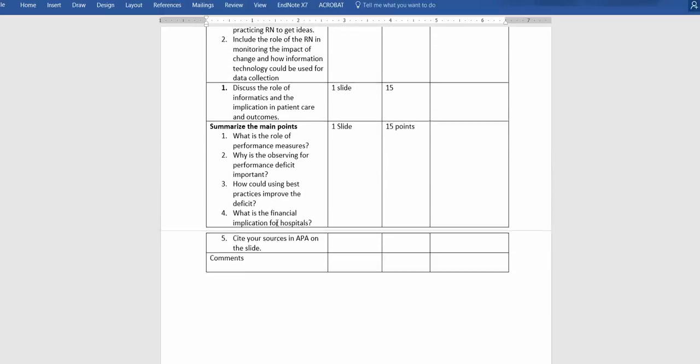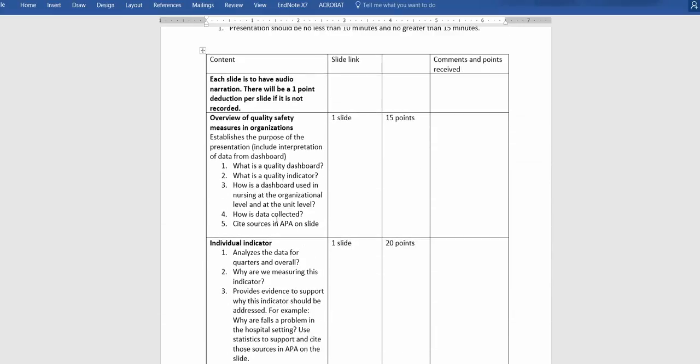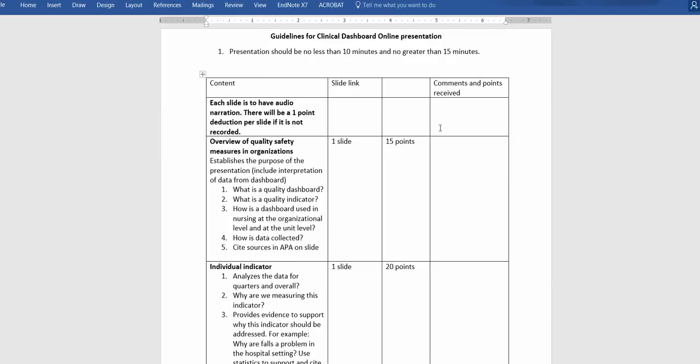So that is the rubric for the project. This project will be done individually. And then once you finish this, you will submit it to the Dropbox. All right. And if there's any questions, again, email your instructor.